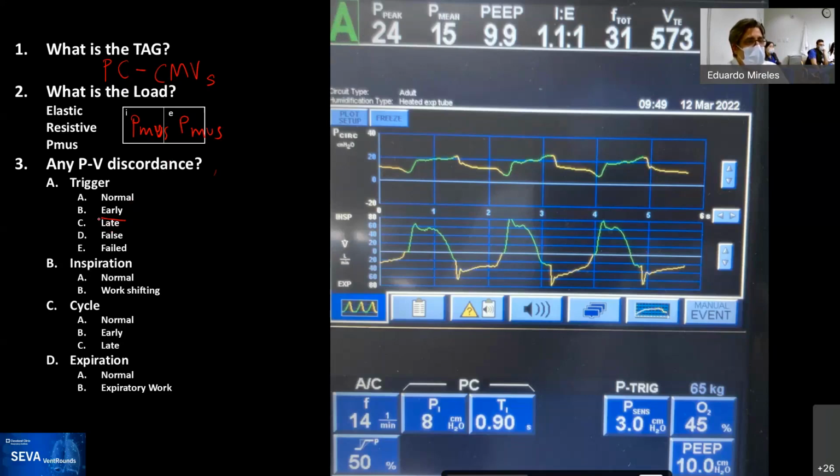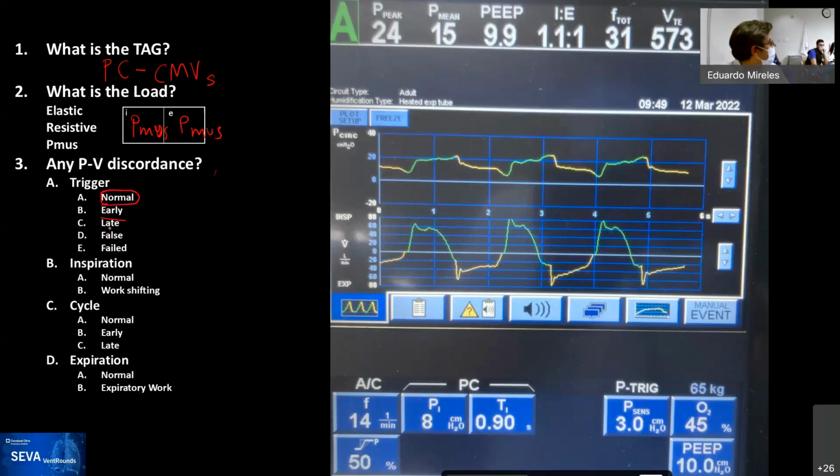Okay, what do you call it now? Normal? You have killed early, late, false, or failed? I think it's in line with how the drop in pressure is causing the start of the flow for at least these three breaths. Might be a little late, but they seem to be in sync. I don't think it's false. There's definitely a drop in pressure, so I'll call it a normal trigger. Okay, he goes for normal.